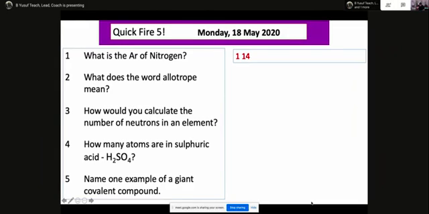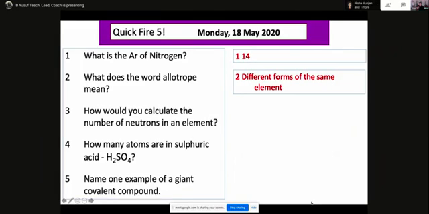Number 2, what does the word allotrope mean? Now, this links to the previous lesson I had looking at giant covalent compounds, and it means different forms of the same element. We looked at carbon, which can be found as a diamond, as graphite, as fullerenes, lots of different forms, so that's an allotrope.